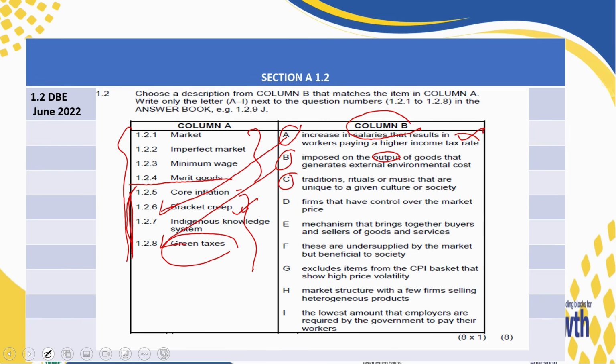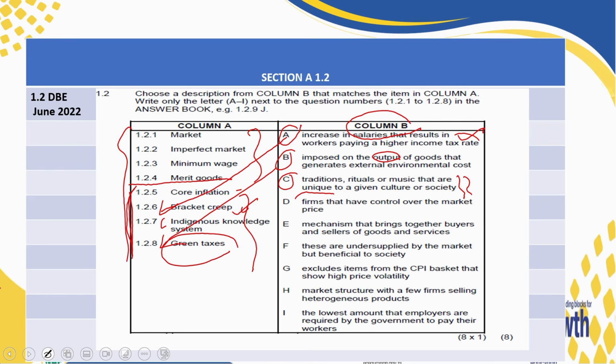Now, let's go to C. Traditions, rituals, and music that are unique to a given culture or society. Again, where are we? We should be in contemporary economic issues. You check, it's not a market, it's not imperfect market, it's not a minimum wage, it's not merit good. It is here in contemporary economic issues. But here we are only left with two. Is it core inflation? Is it indigenous knowledge? There's nothing to do with inflation here. So we take the letter C and we write it here on our 1.2.7.